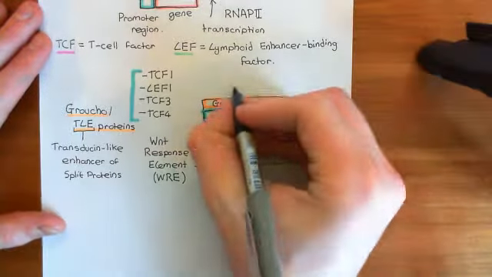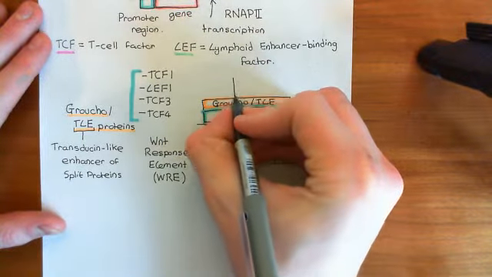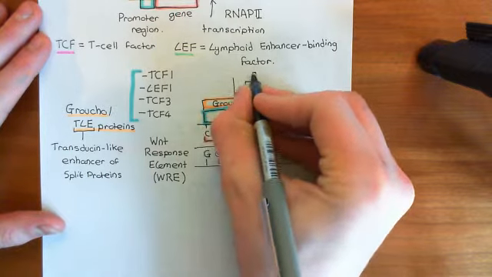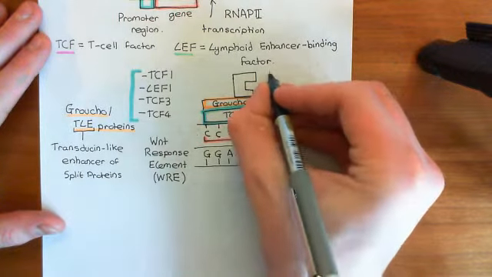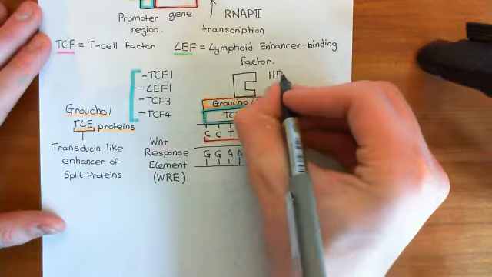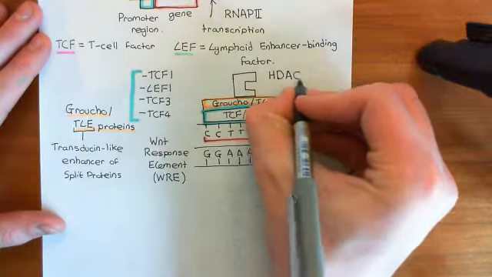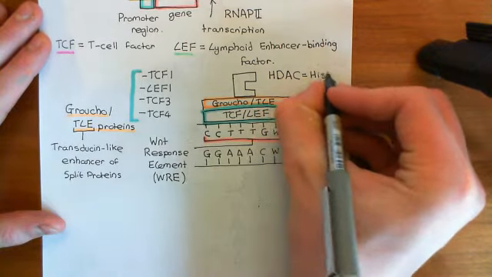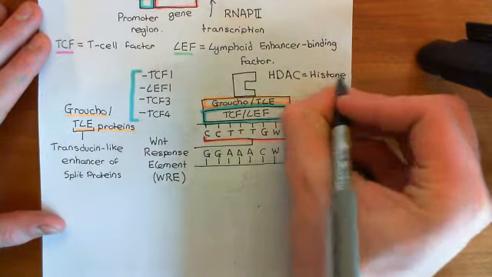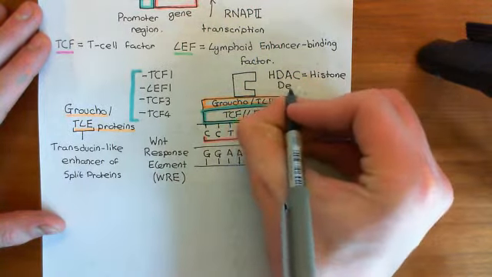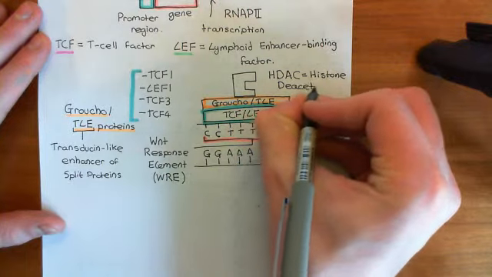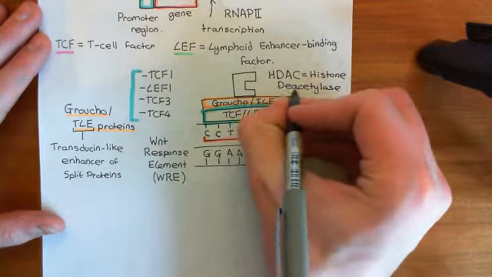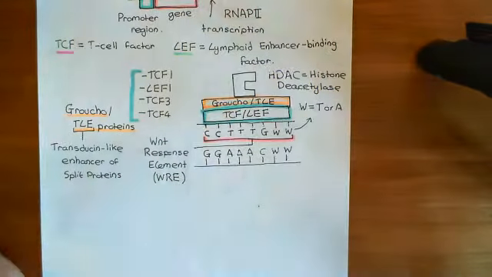And then, what's going to bind on top of this? Well, an enzyme is going to bind on top of this Groucho TLE family protein. Okay, and this enzyme is what's going to be known as a histone deacetylase, which is often abbreviated to an HDAC, like so. So the H stands for histone, and then the DAC stands for D, and then acetylase. Okay, so the D is for D, and then the AC is for acetylase.